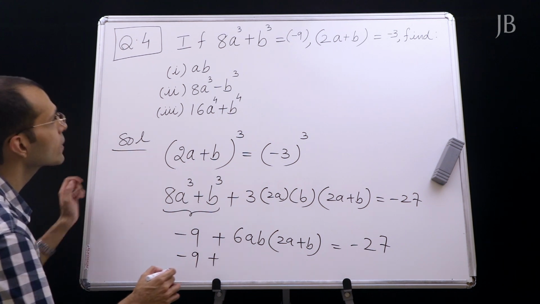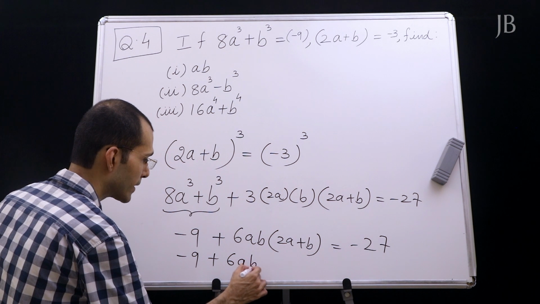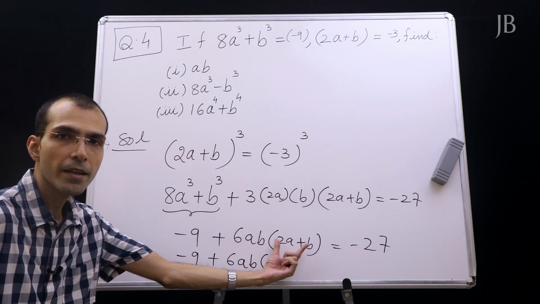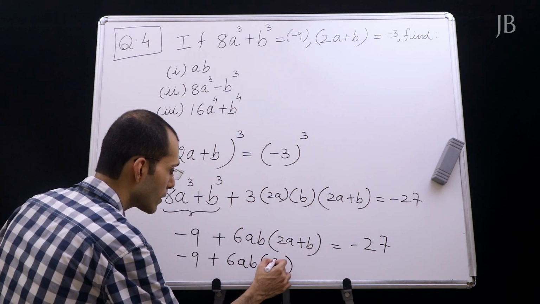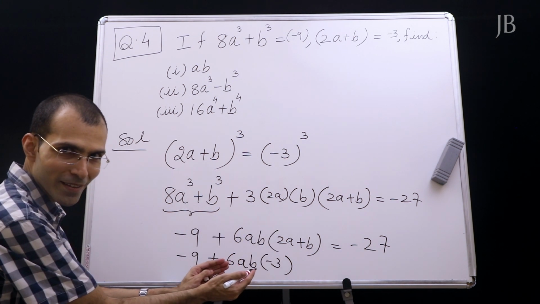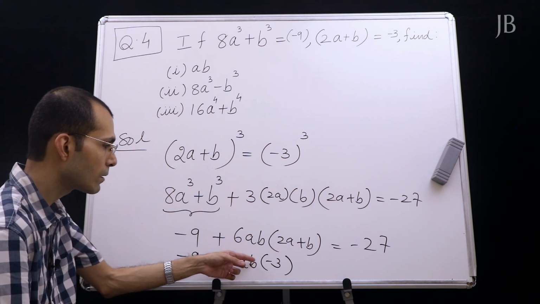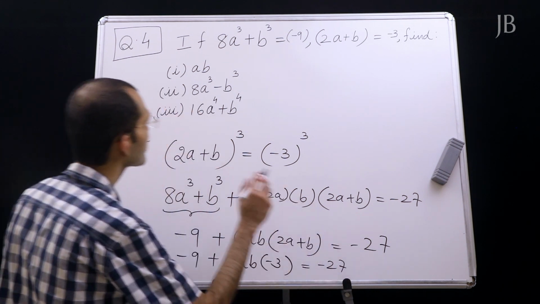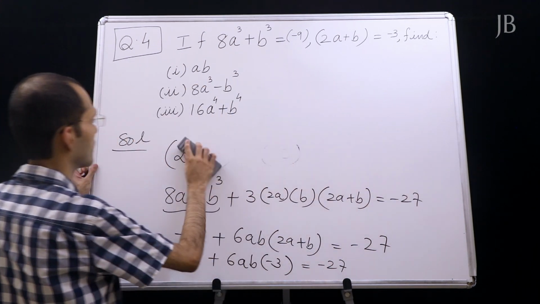Now let's substitute. ab is what we have to find out, so we will keep it like that, 6ab. 2a plus b can be substituted. Observe there, 2a plus b is minus 3. Put this in brackets, 6ab into minus 3. If you do not put the brackets, the meaning will change. It will become 6ab minus 3 equaling minus 27. Okay, now this we will erase.